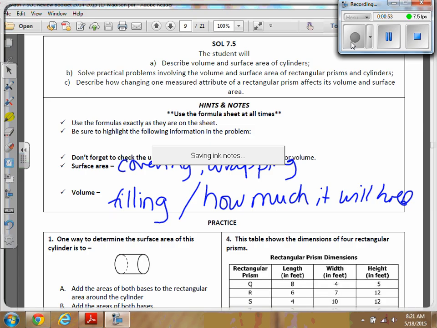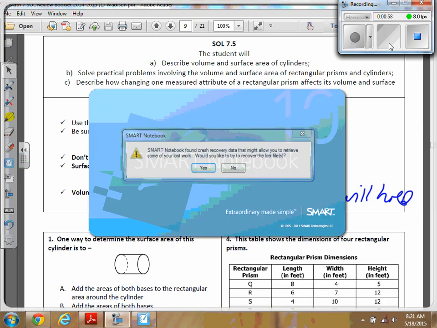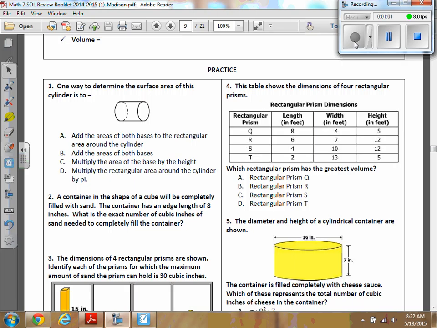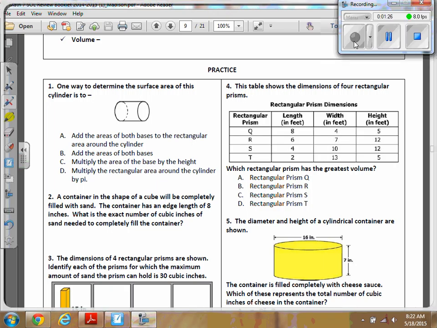So question number 1, and of course my computer's being slow. All right, so question number 1 says, one way to determine the surface area of this cylinder. So surface area, that's all of the area of the surfaces of that shape. It's a cylinder. So A says we could add the areas of both the bases, so that's taking the area of the circle for the top, the circle of the bottom, and adding it to the rectangular area around the cylinder. Or you could add the areas of both bases, multiply the area of the base by the height, multiply the rectangular area around the cylinder by pi.